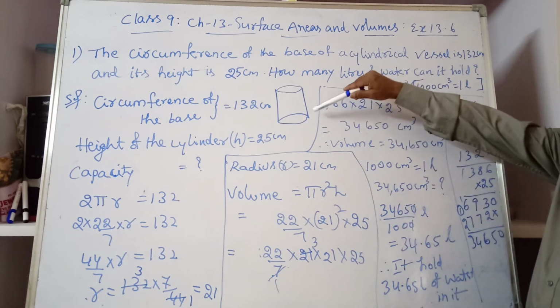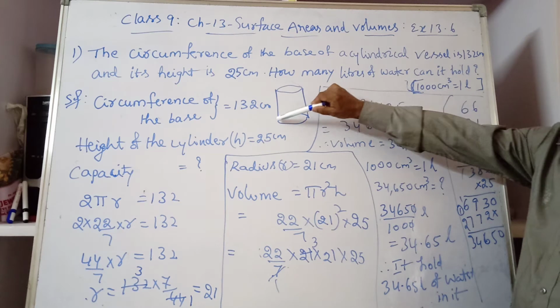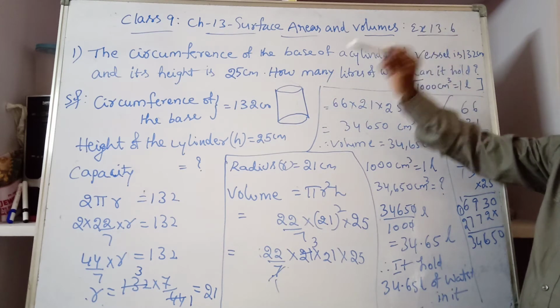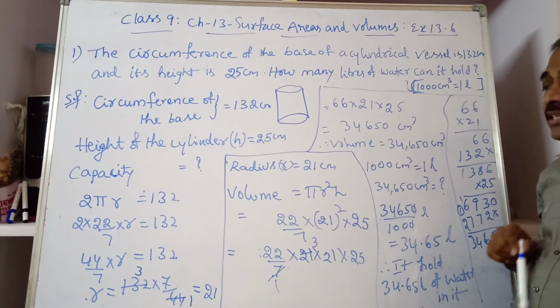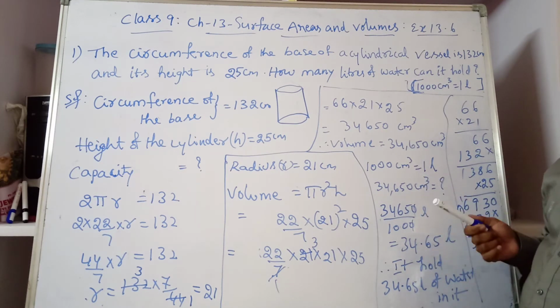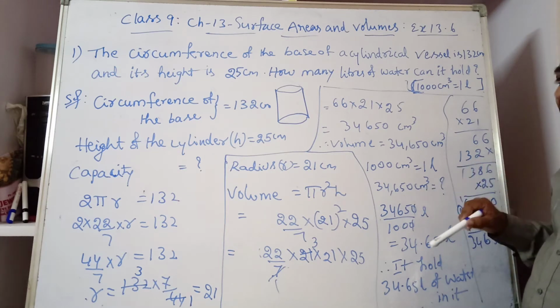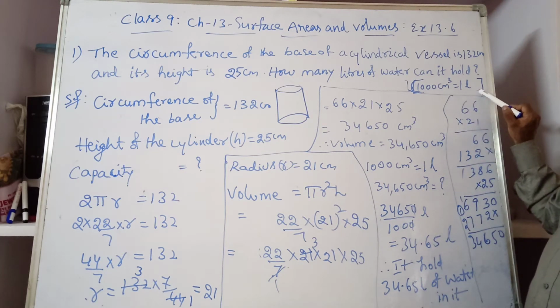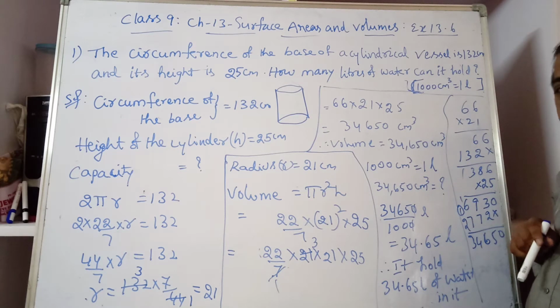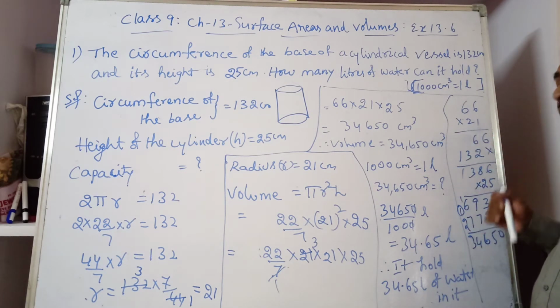First we are calculating the radius. The base circumference is given, but from that we are finding the radius. After finding the radius, we are finding the volume of the cylinder by πr²h. So with that, 1000 centimeter cube is equal to 1 liter, and the volume we got, 34,650 centimeter cube, we converted into liters.